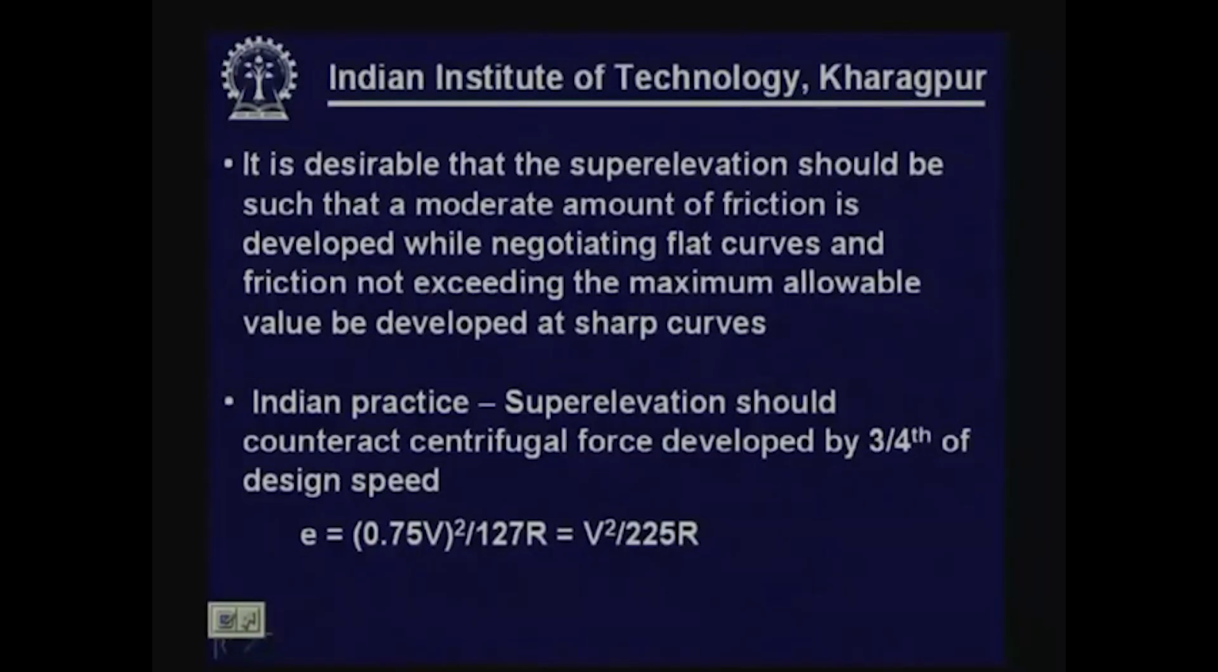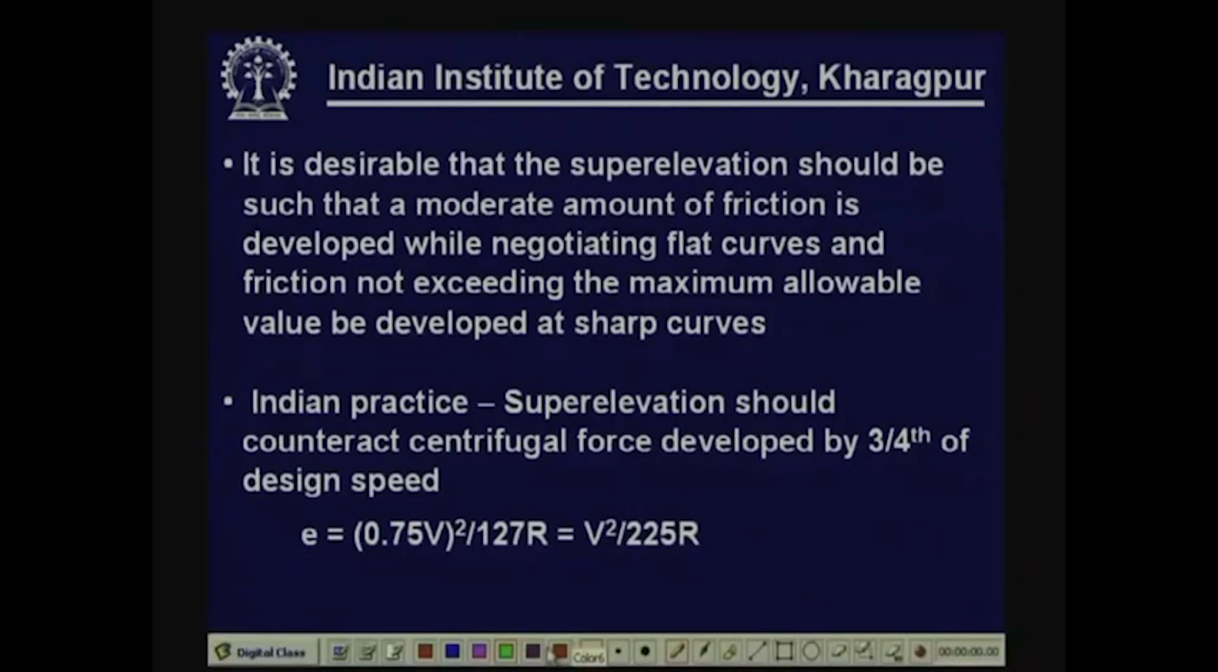So, therefore, whatever we have got earlier, that equilibrium equation E plus F equal to V square by 127 R. Now, we design super elevation E considering 75% of the design speed. So, it is (0.75 V) whole square divided by 127 R, which becomes close to V square by 225 R. So, that is what we try. We try to design super elevation considering 75% of the design speed.